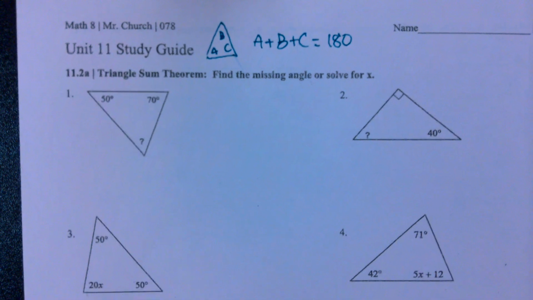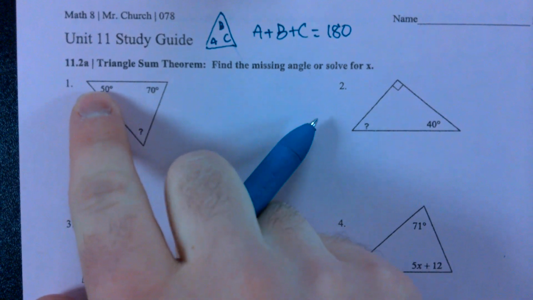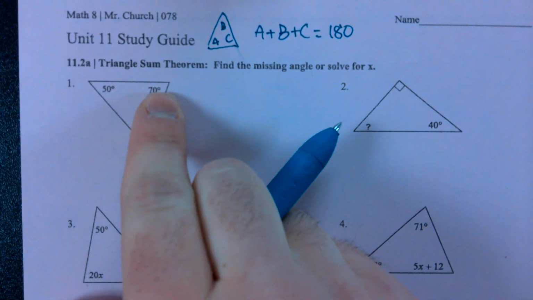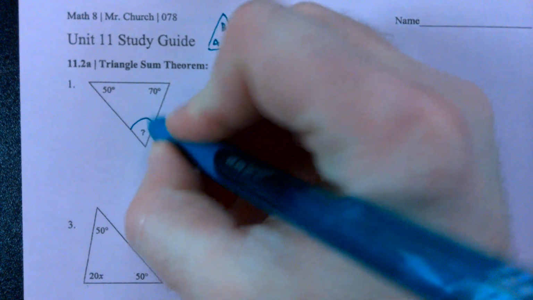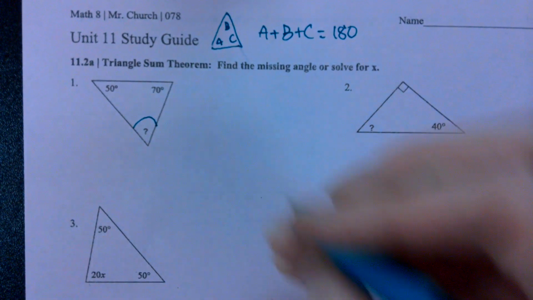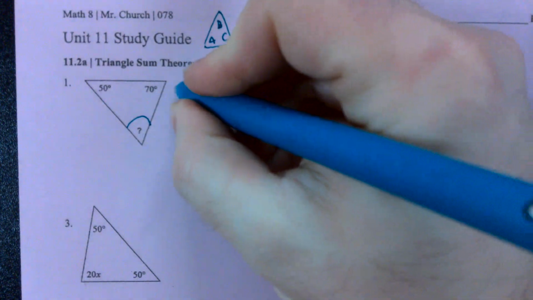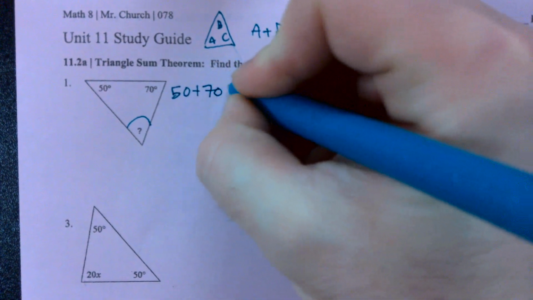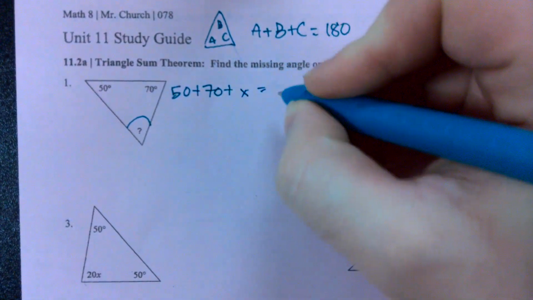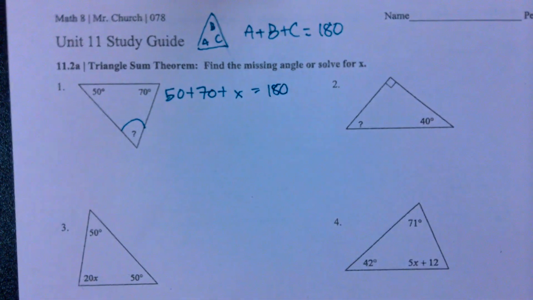Okay, good. So if we have an angle that's 50 degrees and an angle that's 70 degrees, what's my third angle going to be? 60. Good. Let's set up the equation first. 50 plus 70 plus x is equal to 180, of course.